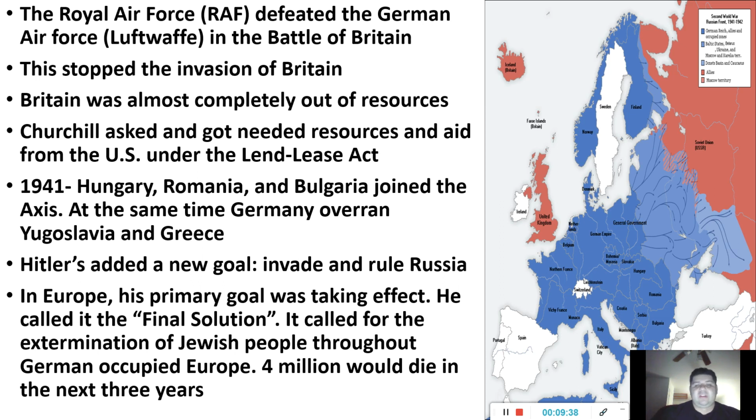In 1941, Hungary, Romania, and Bulgaria all joined the Nazis. At the same time, Germany is taking over Yugoslavia and Greece. So some countries basically see the writing on the wall and say, you know what, we're going to just join the Nazis instead of them taking over us. And there are some countries that say, no, we're going to fight them, we don't want to be part of them, and they get attacked.